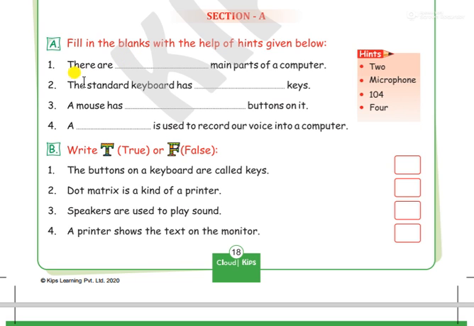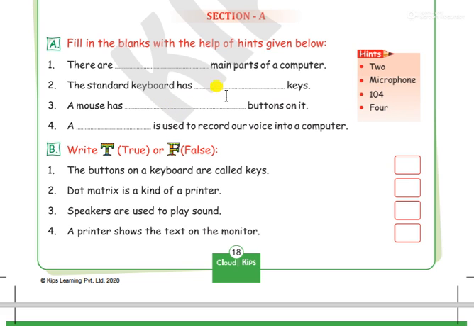Then after that, question number 2: the standard keyboard has dash keys. The standard keyboard has dash keys. तो standard keyboard में कितनी keys होती हैं? How many keys are there? There are 104. So your answer number 2 will be 104. तो standard keyboard में कितनी keys होती हैं? 104. So you will write number 2: 104.